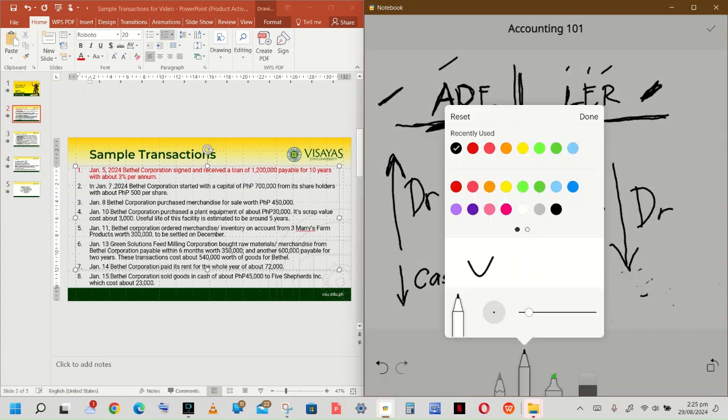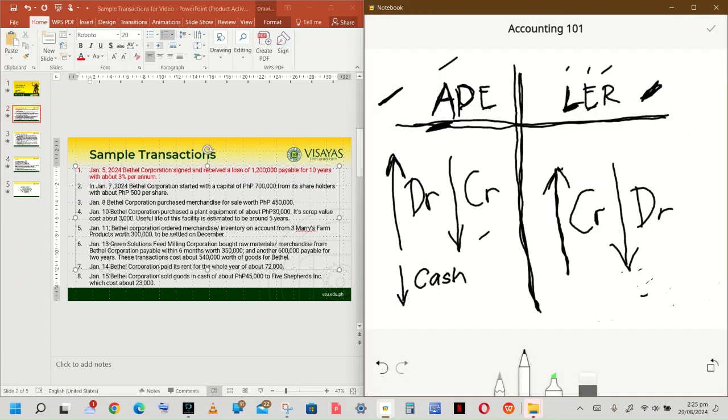So let's write it as inventory. Inventory has to be categorized. Does it belong to assets, drawings, expenses, liabilities, equity, or revenue? Since inventory belongs to our assets, we'll write it here. Inventory. Okay? So if there is a decrease in cash, that means this has to be credit. And if there is a purchase, inventory will be increased, and that means there will be a debit.